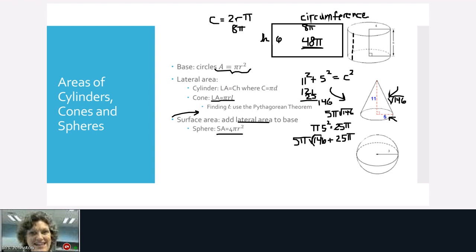Now we get to the sphere. The sphere's surface area uses the formula 4 pi r squared. And I'm given the radius is 3, so I can rewrite this as 4 pi 3 squared. 3 squared is 9, and 9 times 4 is 36. So 36 pi is the surface area of this sphere.